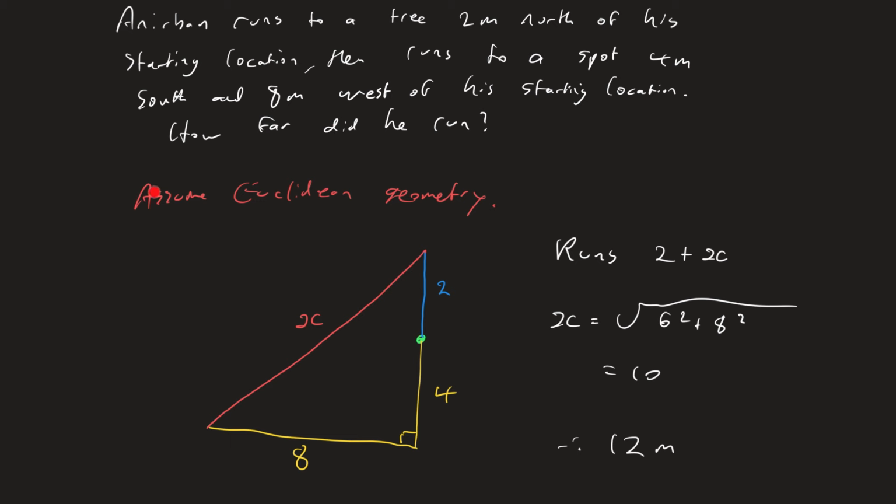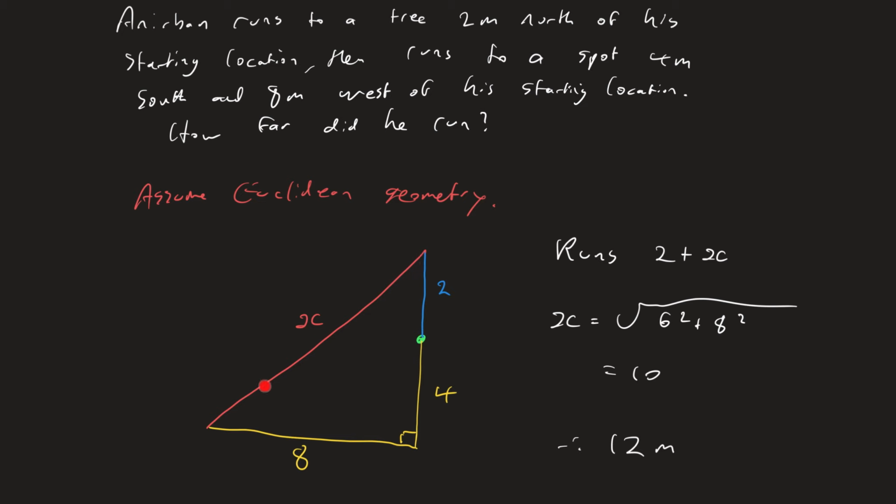We will assume Anaban is running on a plane instead of on a sphere. Then we simply draw a diagram. This is his starting location here. First he runs 2 meters north to this point here. Then he runs to a spot 4 meters south and 8 meters west of his starting location. So he starts here, runs to here, then he runs down here. And the question is asking, how far did he run?